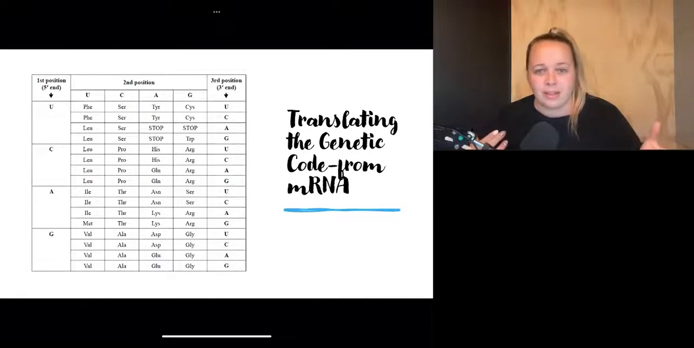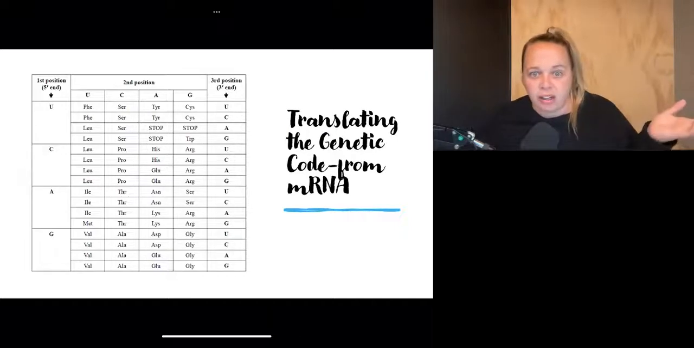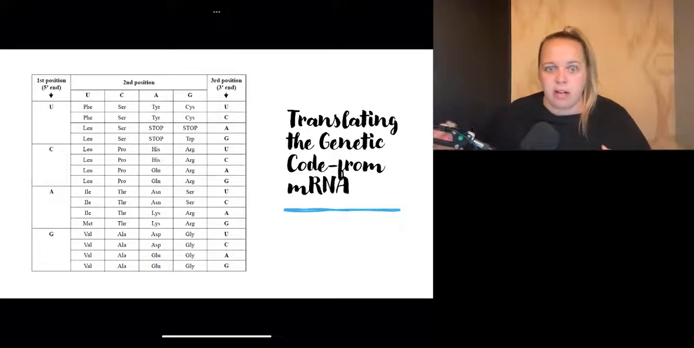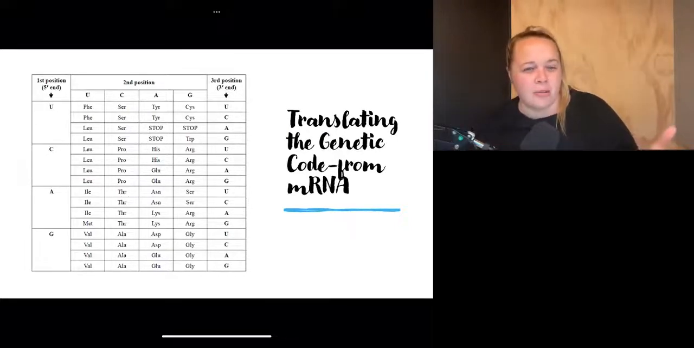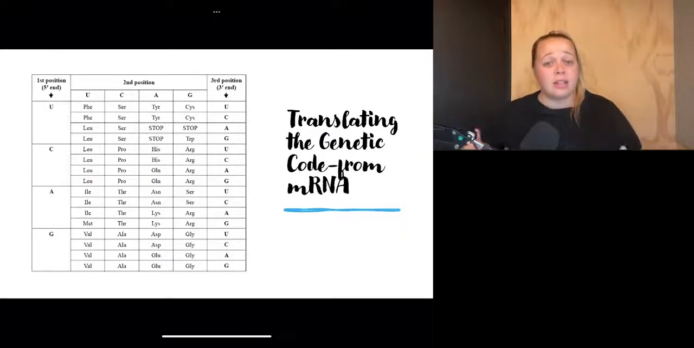So it's not random. I don't just say AUU is, I'm just looking here, I don't just say it is phenylalanine just because I feel like it. And then next time it might be serine, and then next time it might be alanine in terms of amino acids. So it needs to be specific, and this is the code.